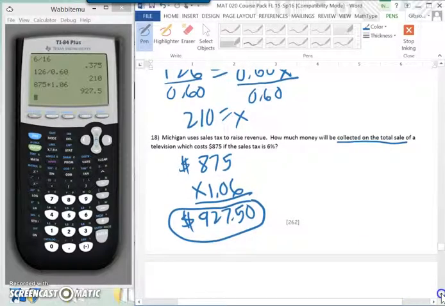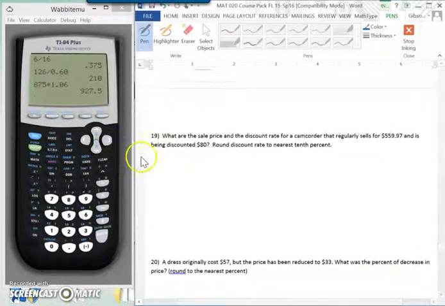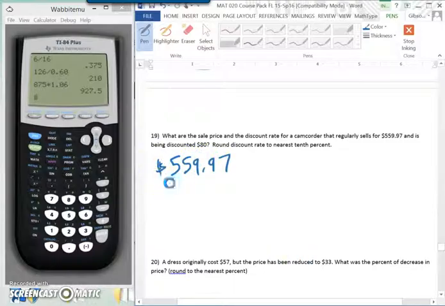All right. Now we go to problem 19. It says, what are the sales price and the discount rate for a camcorder that regularly sells for $559.97 and is being discounted $80? Round discount rate to nearest 0.1%. Okay, so first of all, the sales price. We would just take $559.97 and subtract $80 from it. That would be the sales price.